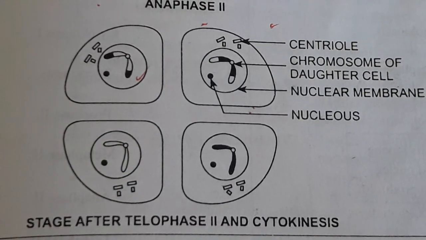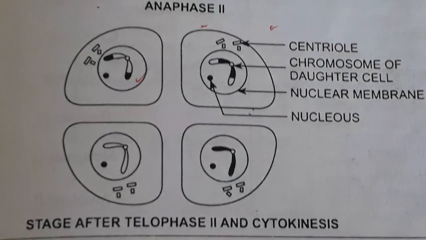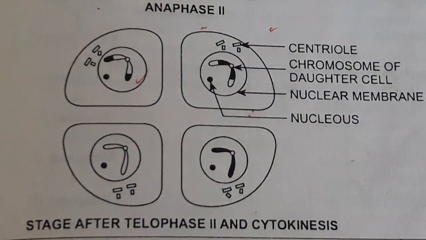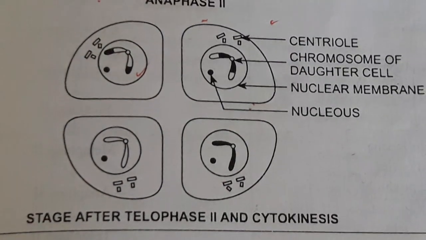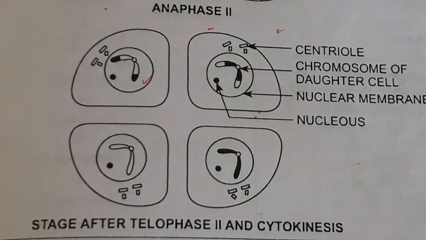So all these events are very much essential for sexually reproducing organisms. Okay, because it helps to maintain the chromosome number of the organisms, whether it is plant or animal. Okay, this takes place in the gametes, in the reproductive cells, for which the gametes become haploid.